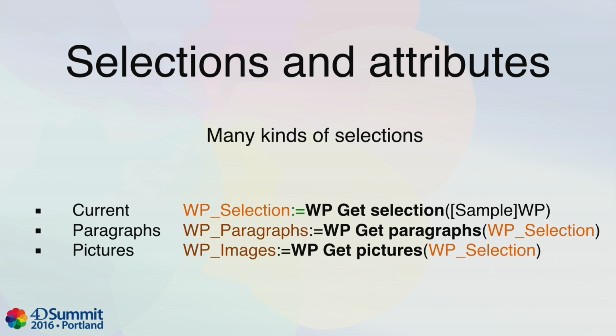So this is where I'm talking about kind of a filter. WP Get Selection returns you an object that contains everything that has been selected by the user. If you're more interested in paragraphs or the pictures or whatever you want, you can make a sub-object starting with the main selection.